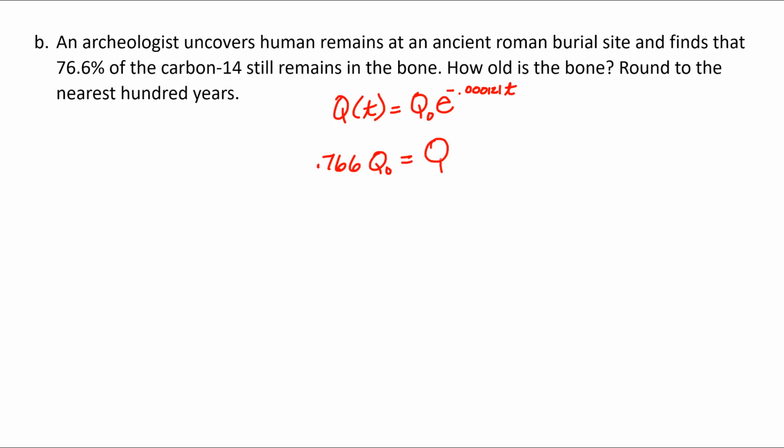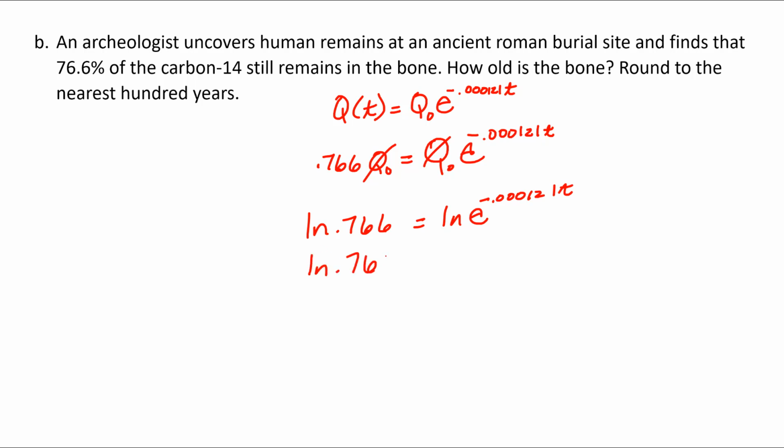On the right side of the equation, we've got Q of 0, e to the negative 0.000121t. We're looking for t because we're trying to find out, okay, this is how much is left. How much time has it been since the beginning? So I know how old this thing is. All right, so the Q sub zeros go away, and we can take the natural log on both sides, and that is going to be natural log of e to the negative 0.000121t, and then we will use the power rule to bring that down in front.